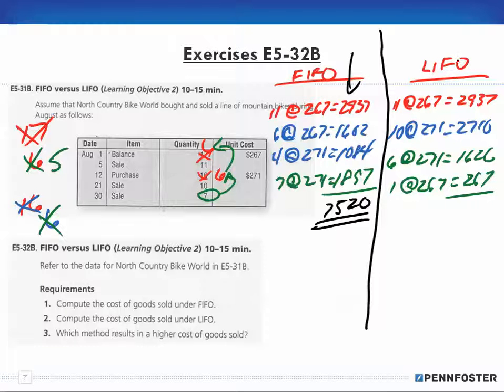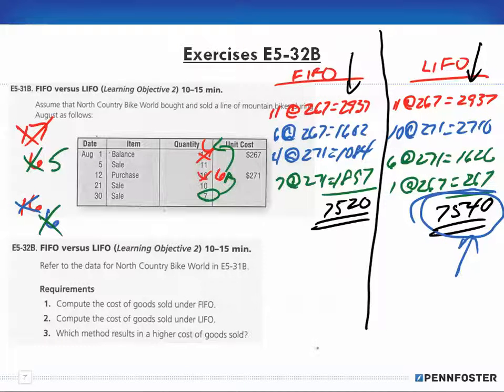So now I add everything up in that column, and I end up with 2937 plus 2710 plus 1626 plus 267, and I end up with 7540 as my cost of goods sold. Okay, and so which method results in a higher cost of goods sold? Well, obviously the LIFO ends up because it's $20 greater.